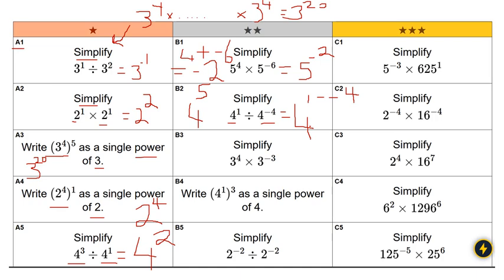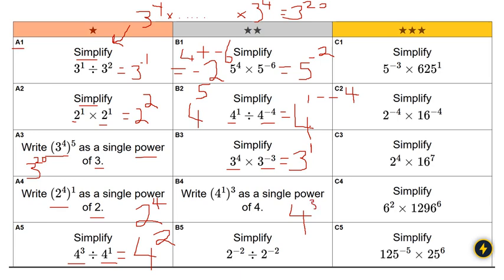B3, simplify this, 3 to the 4 times 3 to the minus 3, so you have 3 to the 4 plus minus 3, so that'll be 3 to the power of 4 minus 3, which is just 3 to the power of 1, or just 3. B4, 4 to the 1 all cubed, as a power of 4. So that'll be 4 to the 1 times 3, so that'll be 4 cubed.